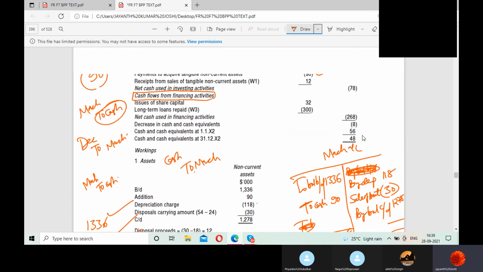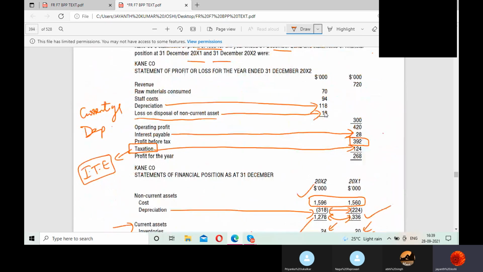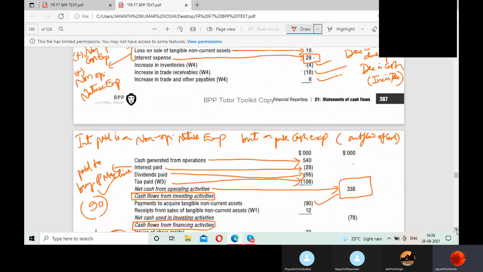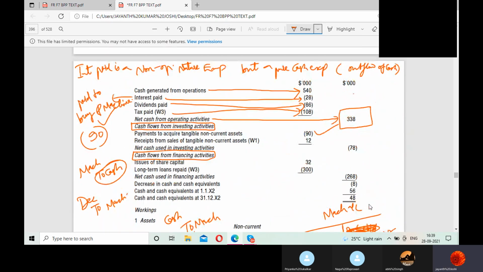But see, in the beginning of the question you had one adjustment, loss on sale of asset, correct? 18. That means the asset which I sold, I incurred a loss of 18. I need to adjust and write down the net value. So 30 minus 18 loss is nothing but 12. This is the cash inflow from sale of asset. So this I will note down here. Okay. Now these two adjusted together give me minus 78. Please make a note of this. Anyone has got any doubts, you can ask me. I'll go for financing activities.